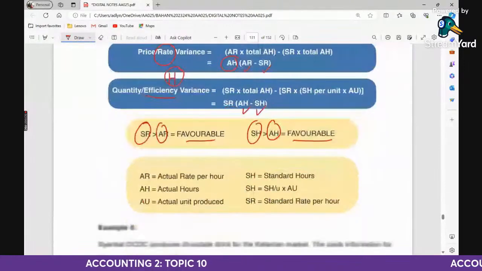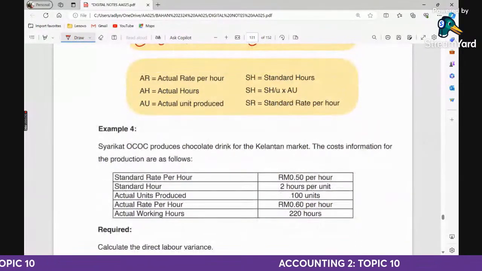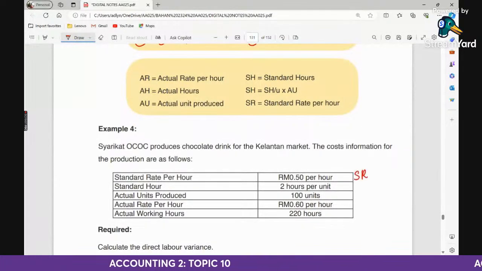Okay, kita tengok example 4. Okay, dia bagi dekat sini standard rate per hour. Okay, this is your SR. Okay, yang ni nilai dalam RM ke? Ya.